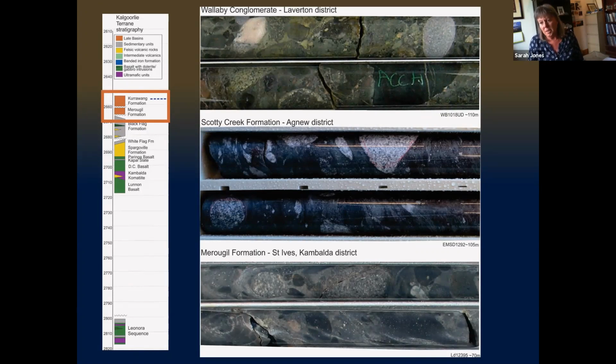And also, in addition, we've got that paraconformity between the older sequence and the younger sequence, which tells us that things have been very quiet in the Eastern Goldfields for a very long time. And the first significant angular unconformities are actually only seen in the upper part of the Black Flag Formation and at the base of the late basins.